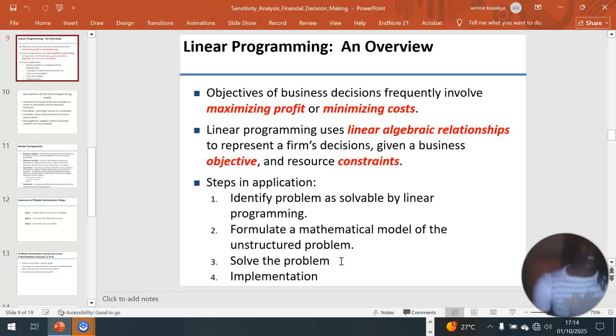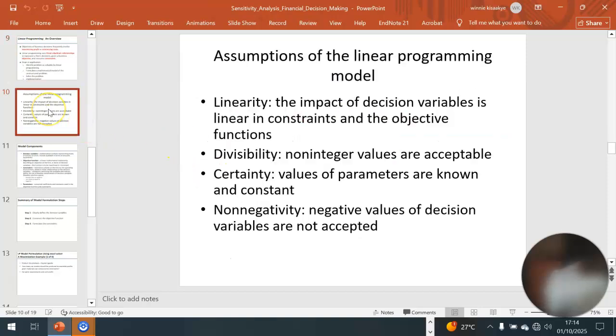So after solving the problem, we can go ahead and implement the solution that solver has given us. Okay, so you implement the solution, and based on that, we can conclude that solver has been able to find for us an optimal solution.